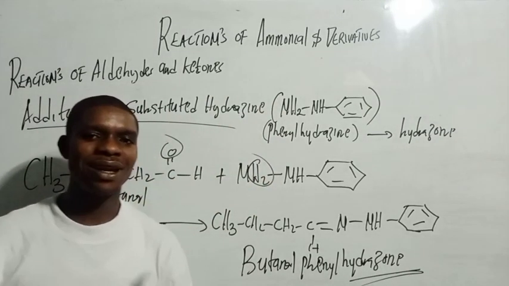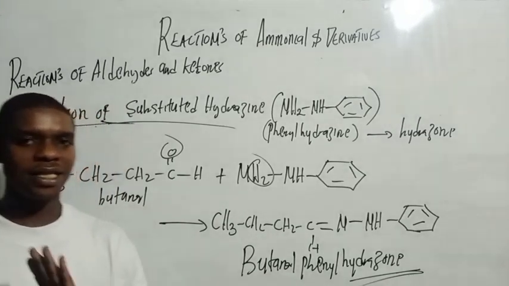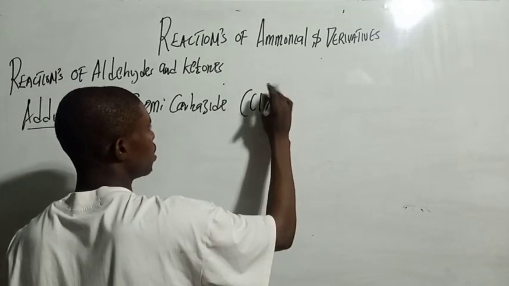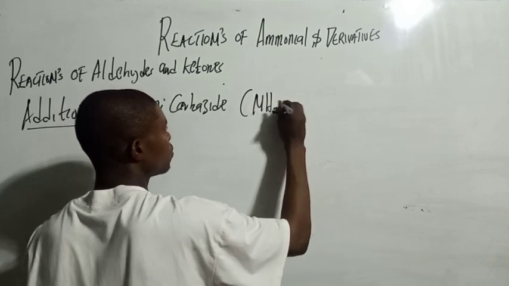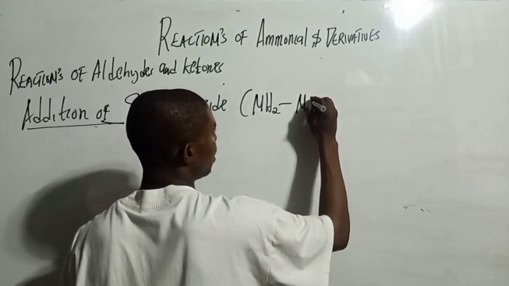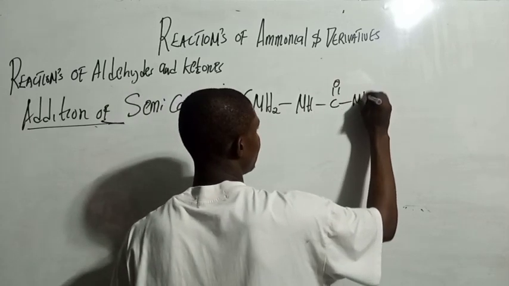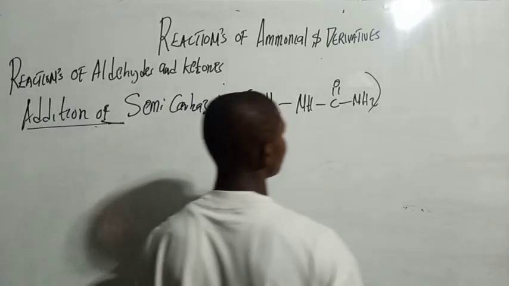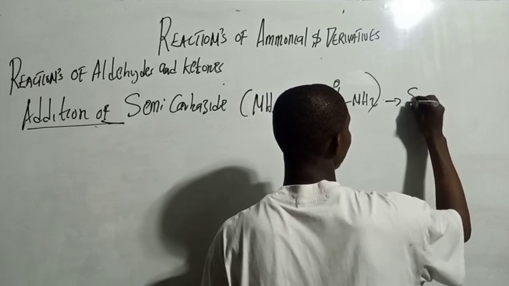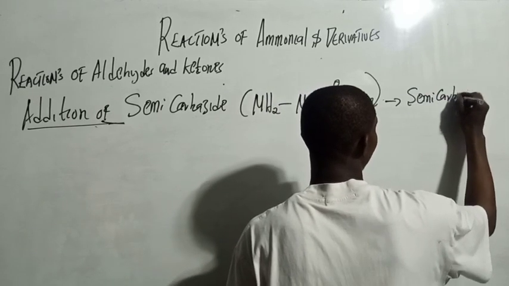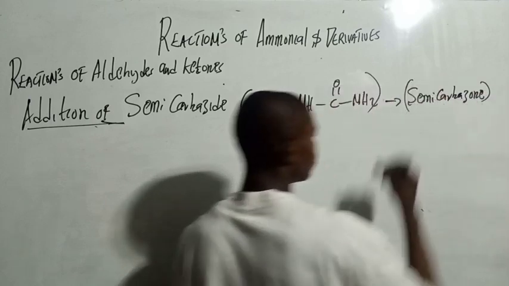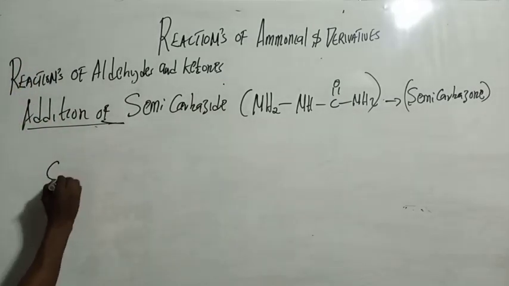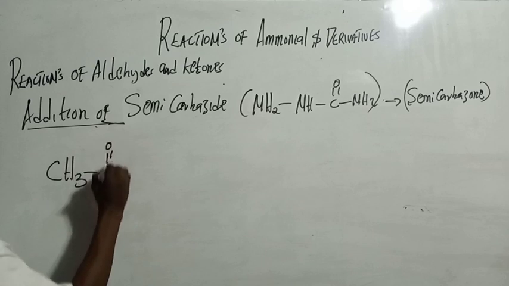So let's move to the last one, the last thing we want to cover to end this video. Semicarbazide, and semicarbazide is NH2NH then C(=O)NH2. It's called semicarbazide, and semicarbazide will always produce semicarbazone as a product. For example, here we have CH3CHO.